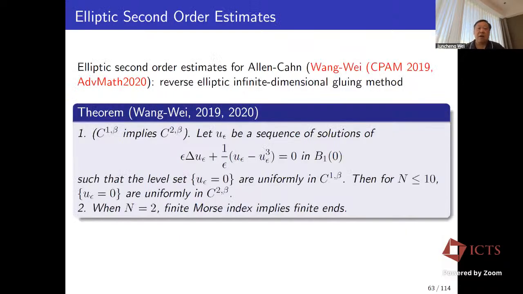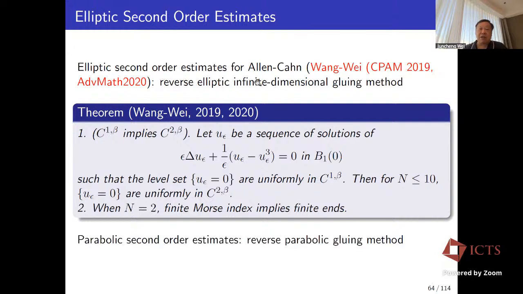Okay, so in the elliptic case, I mentioned that we use the reverse elliptic gradient and show the C2 alpha estimate for the convergence of the set from C1 alpha to C2 alpha. And there we use the elliptic Green's function. Here we use the parabolic Green's function.